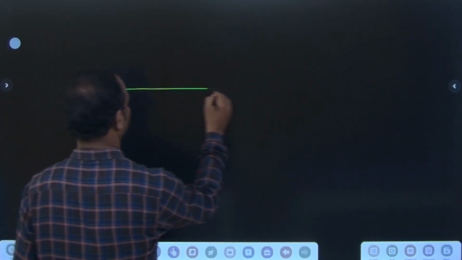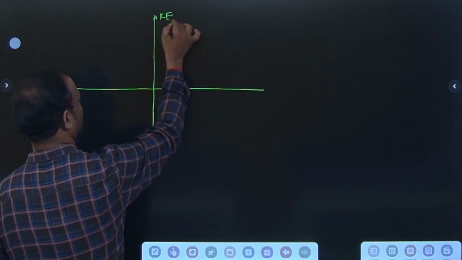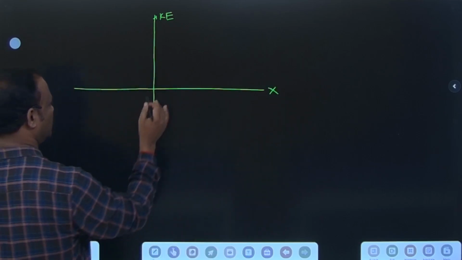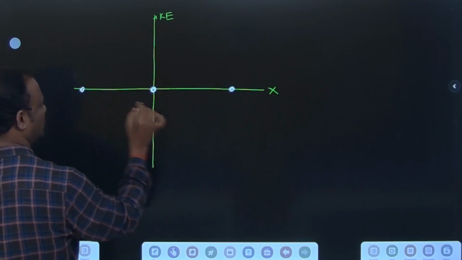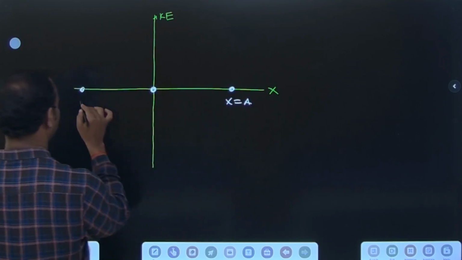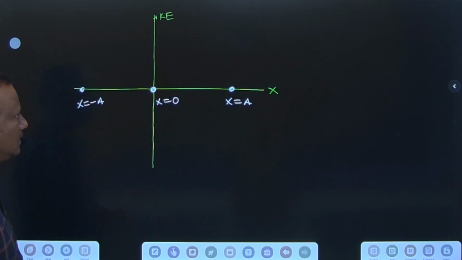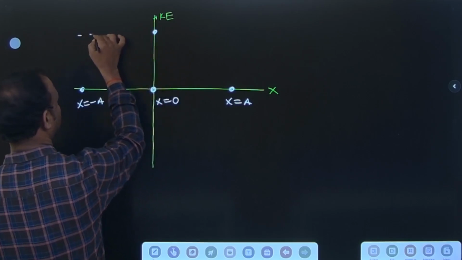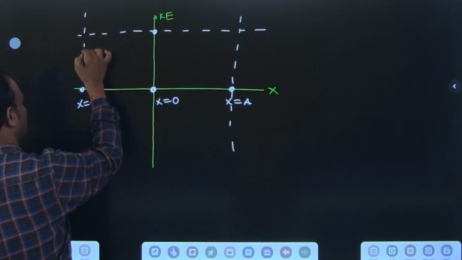So I want to represent the graph. For the graph, kinetic energy versus position. I'm talking about the positions x is equal to a, x is equal to minus a, and x is equal to 0. Where x is equal to 0, kinetic energy becomes maximum only, no? Correct? So it's a maximum condition.